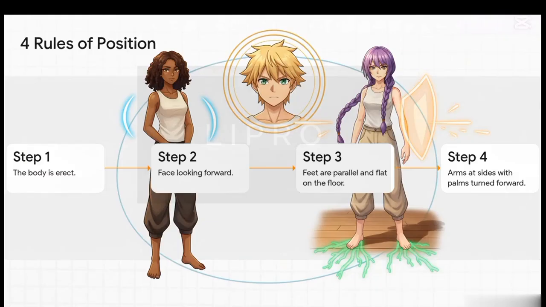Let's just break it down into 4 super simple rules. 1. The body is erect. That just means standing up straight. 2. The face is looking forward. Easy enough. 3. The feet are parallel and flat on the floor. And 4. This is the one everyone forgets. Arms are at the sides with the palms turned forward. This last one is so key for defining what's what in the forearms and hands.